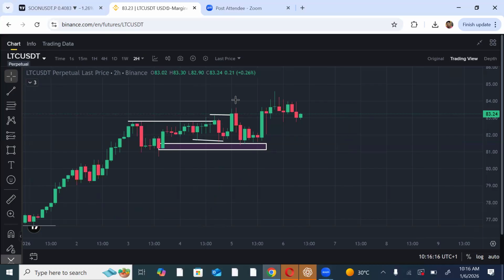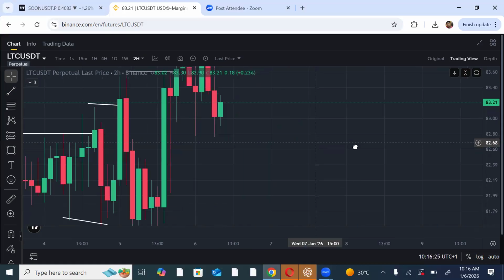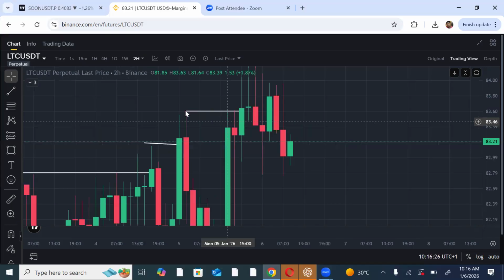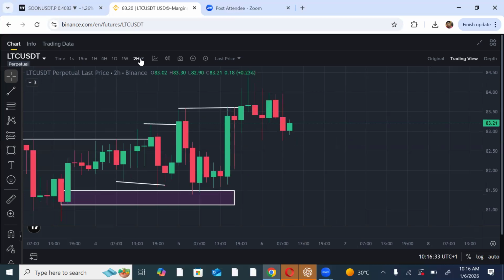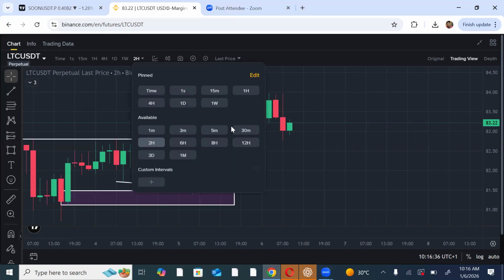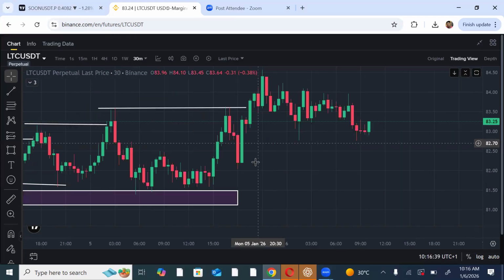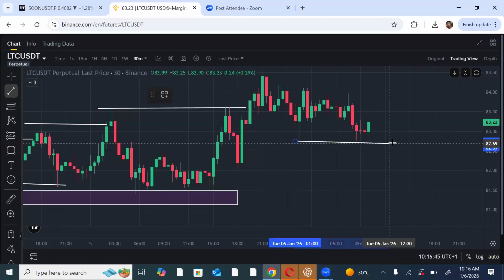We have another block of structure here now. Right? We have another block of structure. So I am going to be looking for an engineered liquidity here. Put it on 30 minutes time frame. I think the 30 minutes should give us what we need. So this long wick here now is going to be our liquidity.